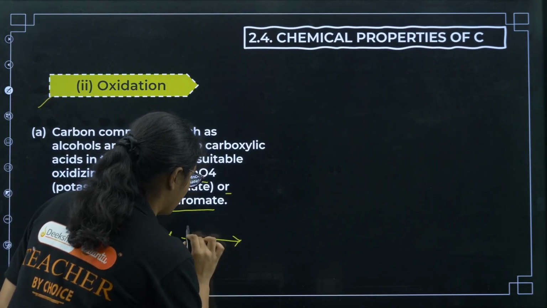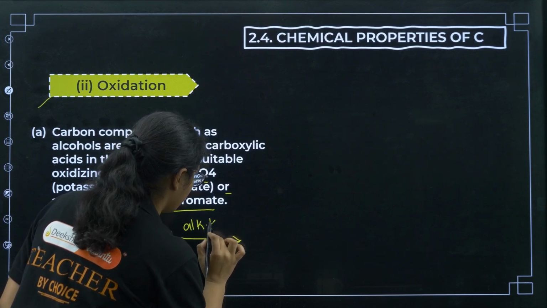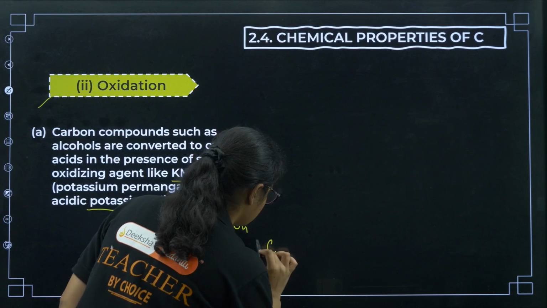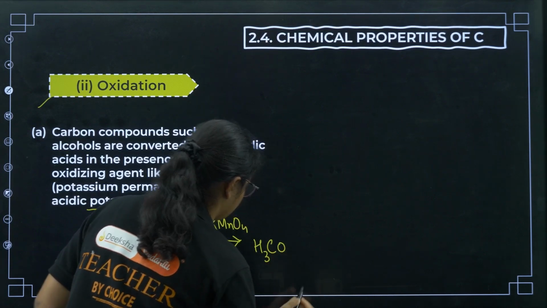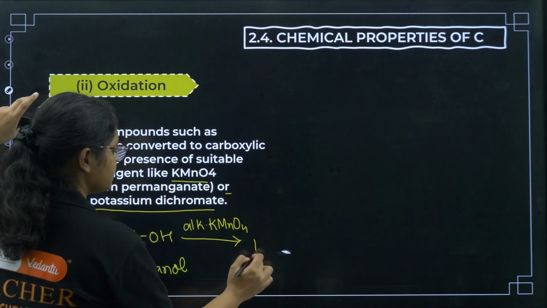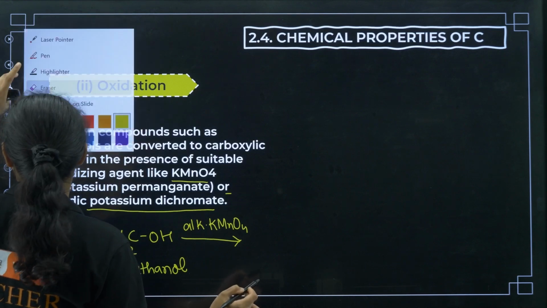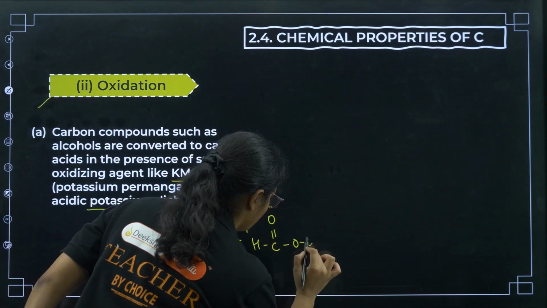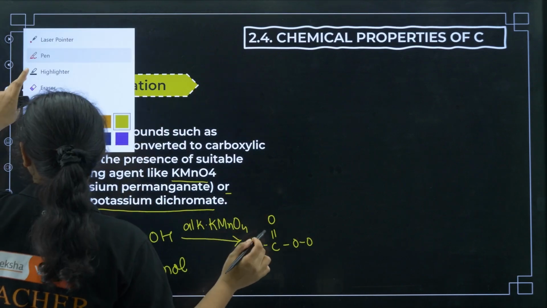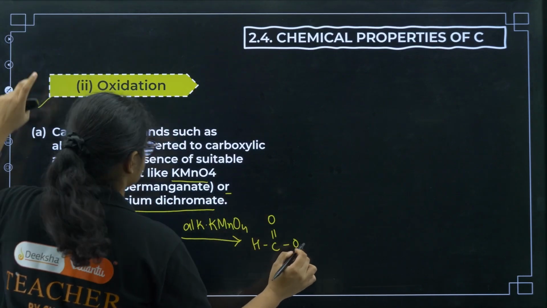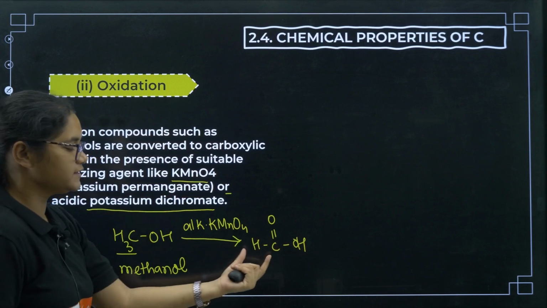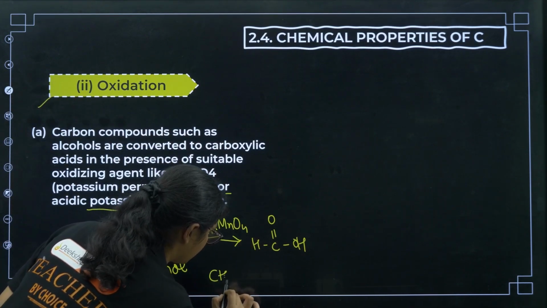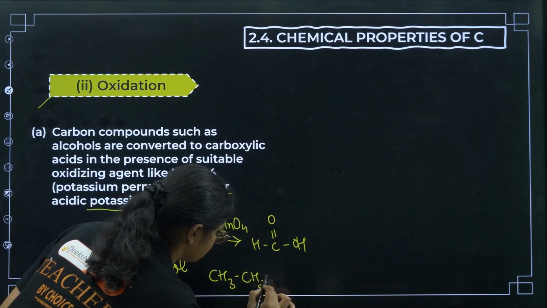Now if you treat it with alkaline KMnO4, then what will you get? It converts into a carboxylic acid. So you have HCOOH. Okay, so this is what? Acid. Now suppose for example you take ethanol, the most common reactant that is converted is ethanol.